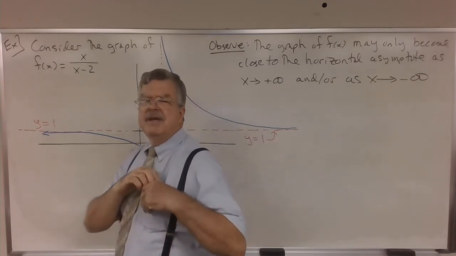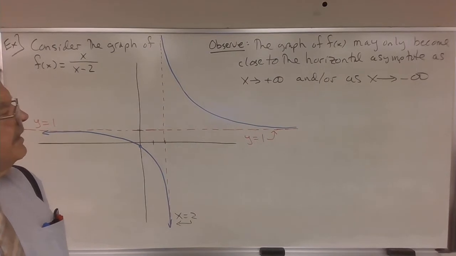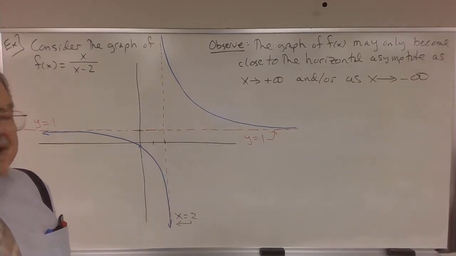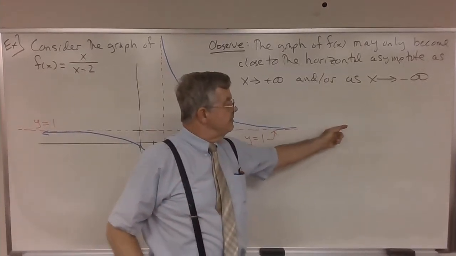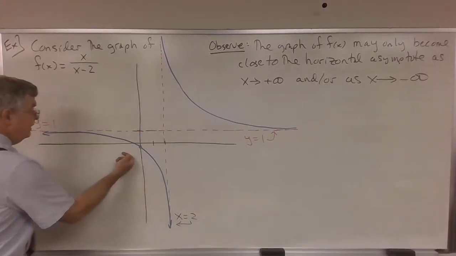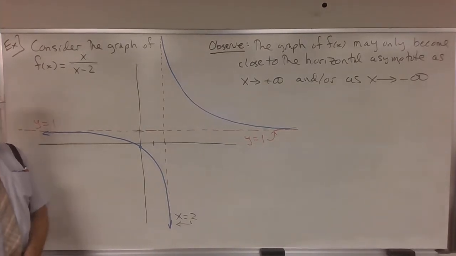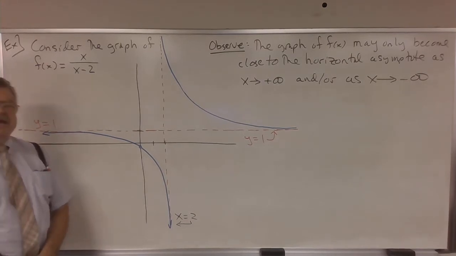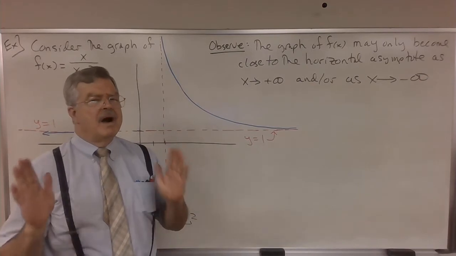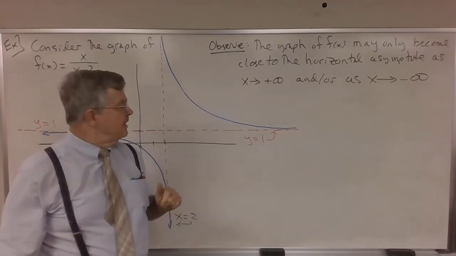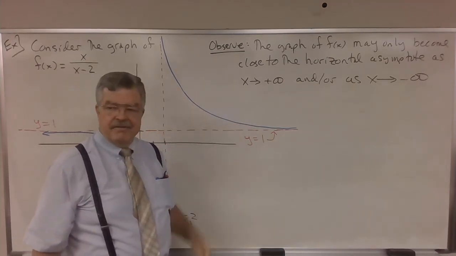So generally speaking, the graph doesn't have to get close to the horizontal asymptote until either x starts approaching positive infinity or as x starts approaching negative infinity. And note something about f of x, the y value of the function, as x goes to positive or negative infinity.